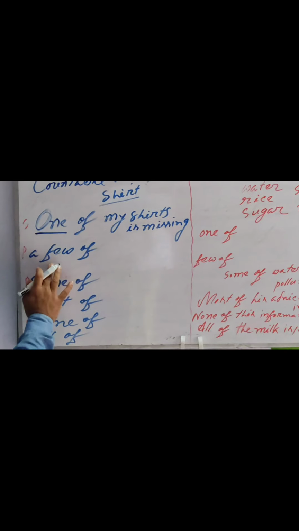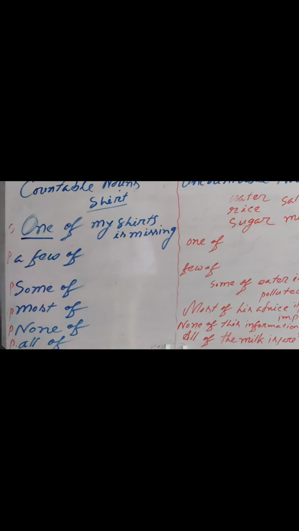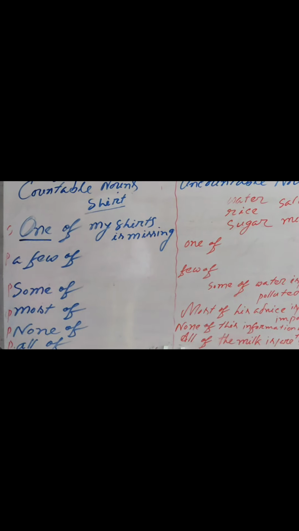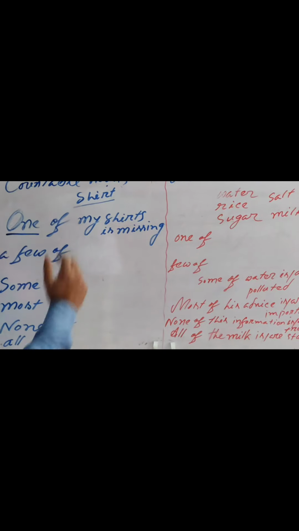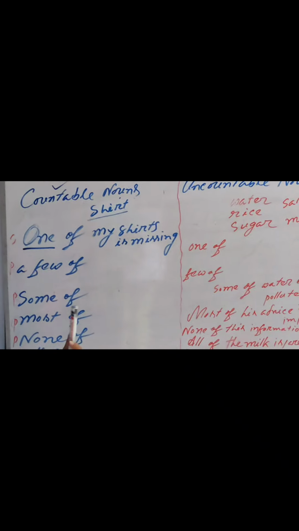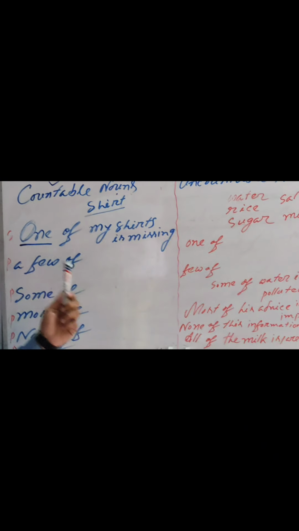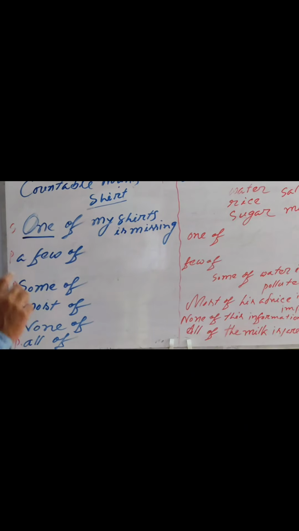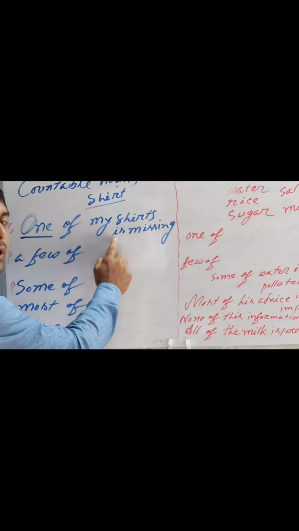You are right. Next one, a few. The same example we can use here: a few of my shirt or a few of my shirts? A few of my shirts. You are right. But is missing or are missing? Which one is right? If it gets singular, of course it will be is.